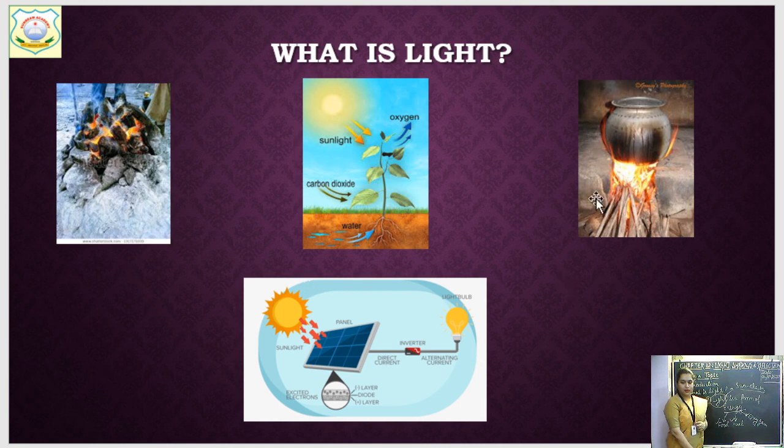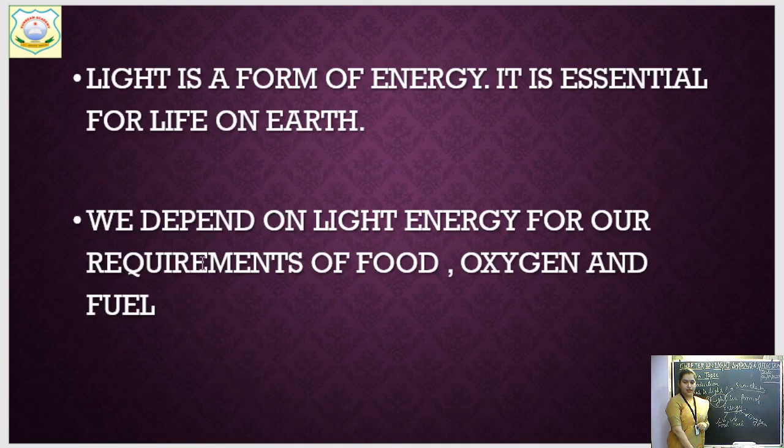So I hope these 4 diagrams are clear to you. So again I am reading these 2 lines. Light is a form of energy. It is essential for life on earth. I hope this line is clear. Second, we depend on light energy for our requirements of food, oxygen and fuel. Now kids, I hope this topic is clear to you.